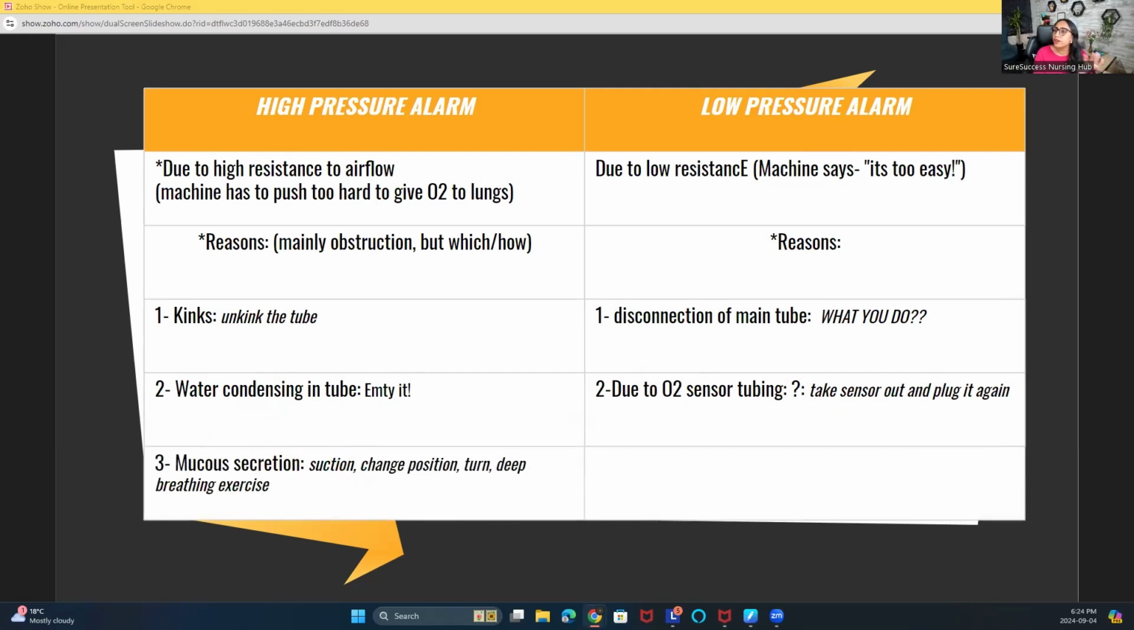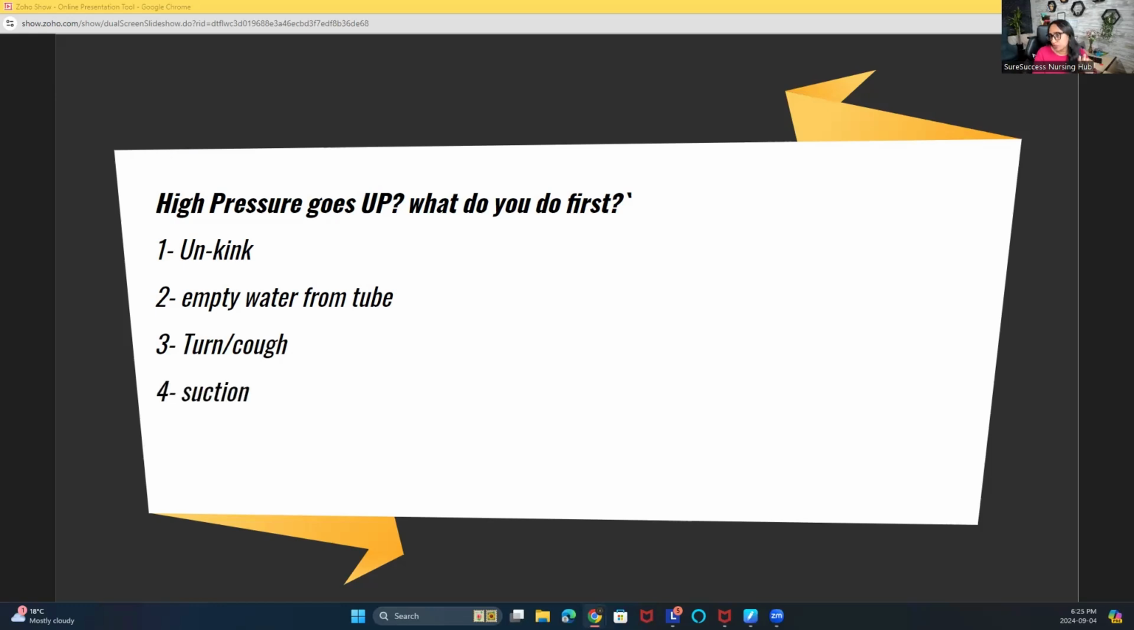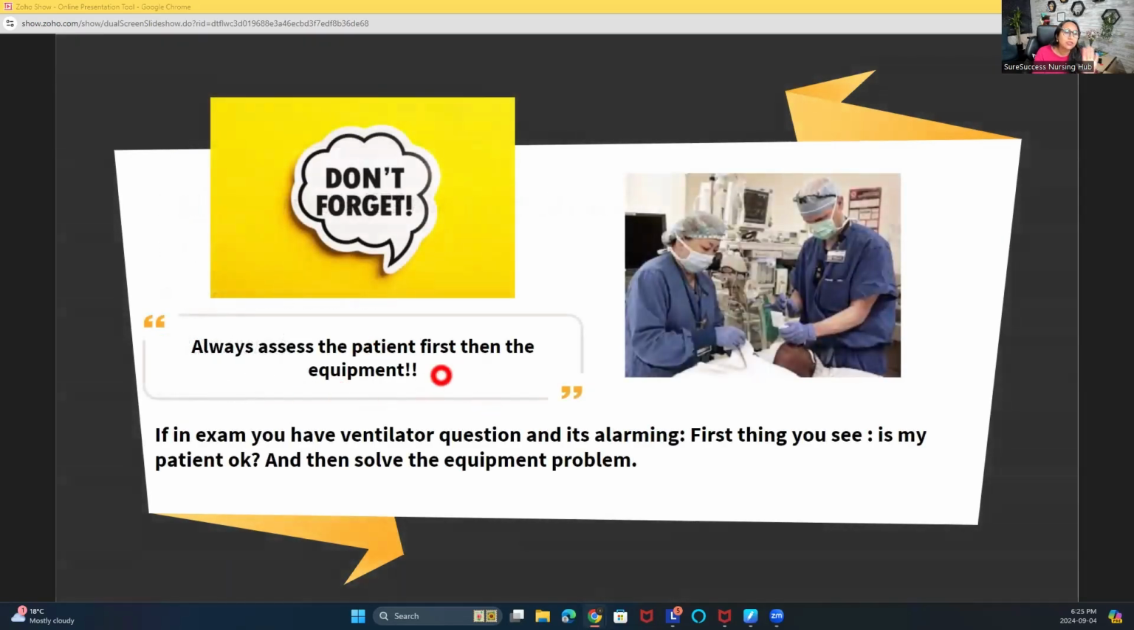Okay, so this is the only type of question which comes on ventilators. So once again, high pressure goes up, what do you do first? Unkink the tube, empty the water, turn the patient, cough, and lastly do suction. But before you unkink, empty the water, turn and suction, don't forget, always assess the patient first and then the equipment.